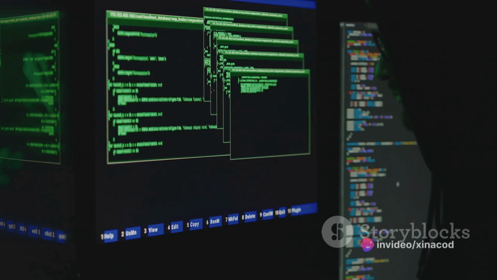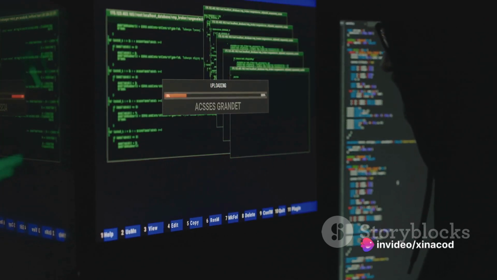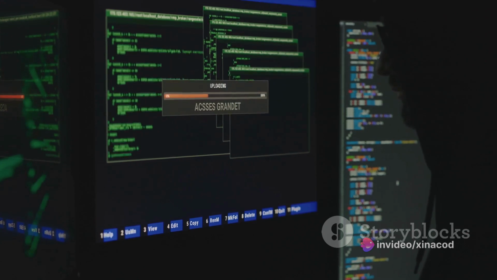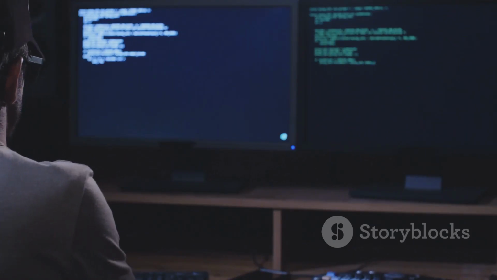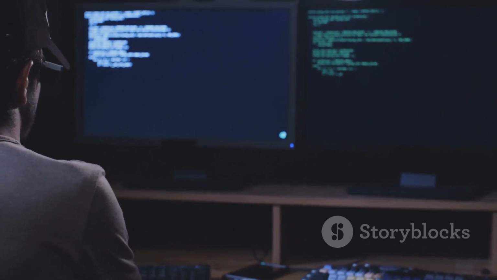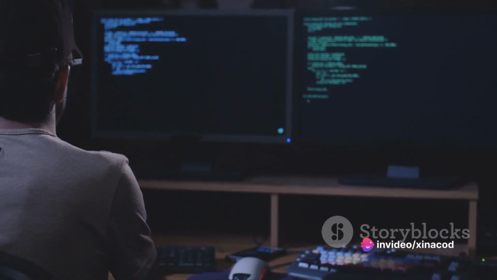But what is it, you may ask? In simple terms, RCE is a method that allows an attacker to run commands on a remote system, often through vulnerabilities in the system's software. Picture a puppeteer controlling a puppet from a distance. The puppeteer here is the attacker, and the puppet is the remote system.